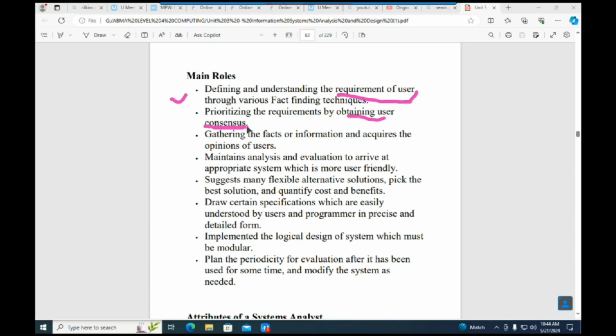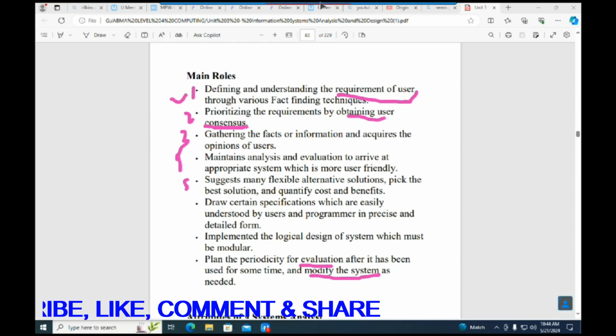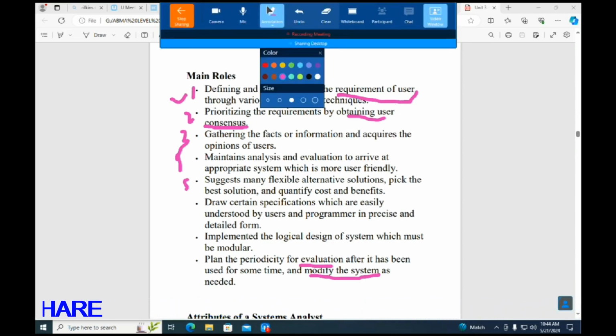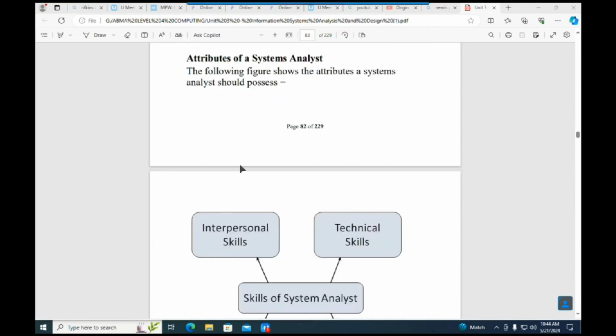After we have been working on the project for some time, evaluation needs to be done so that we can see if there are any changes needed on the system. So these are the 1, 2, 3, 4, 5, 6, 7, 8 roles of the system analyst. Very important that we understand what the system analyst does. Those are the roles that the system analyst undertakes.